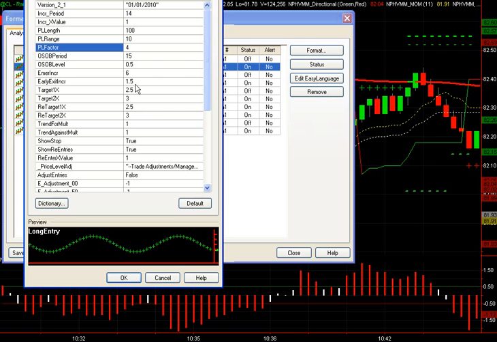Everything else is default until I get to my target, which is our target 2. I'm using a setting of 3, which basically means 3 times the range. And in this case, the range bars are 6 cents, so that's going to go for 18 cents for target. That's $180 per successful trade. Obviously, it's a very sizable move, good for day trading.